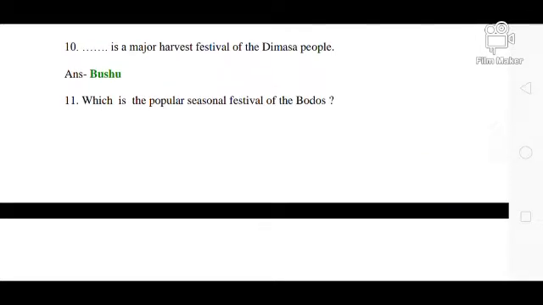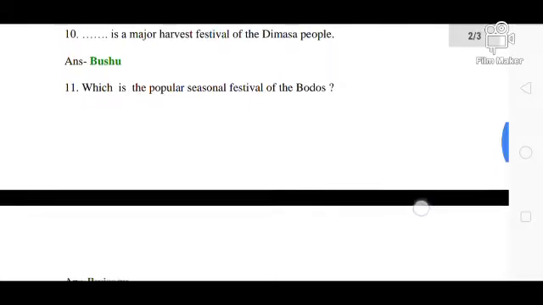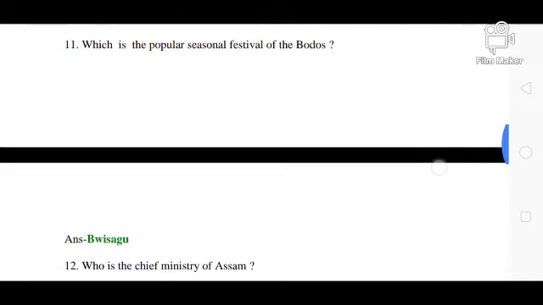What is the major harvest festival of the Dimasa people? Dimasa people's major harvest festival is Busu.